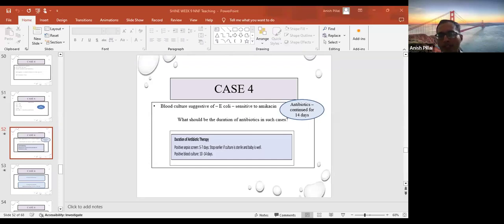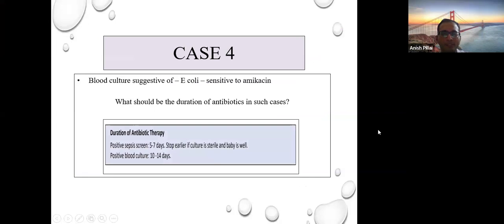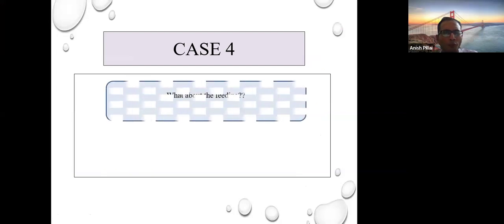Culture positive blood, 14 days. Correct. So this is a gram negative picture. So 14 days is the right answer. No meningitis, so not needed. We don't need to give it for 21 days. So 14 days is the right answer for antibiotics. So this was a blood culture positive sepsis. So 10 to 14 days, but gram negative, like I told you before, probably 14 days is a better option. And antibiotics were given for 14 days.